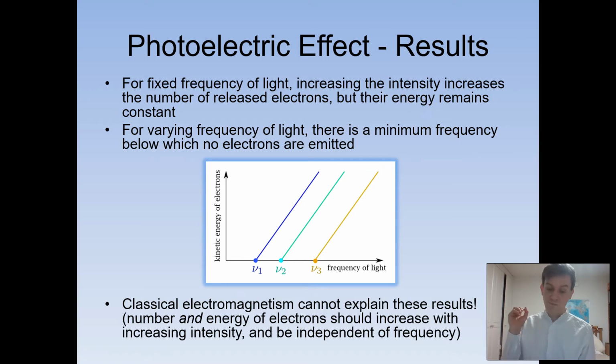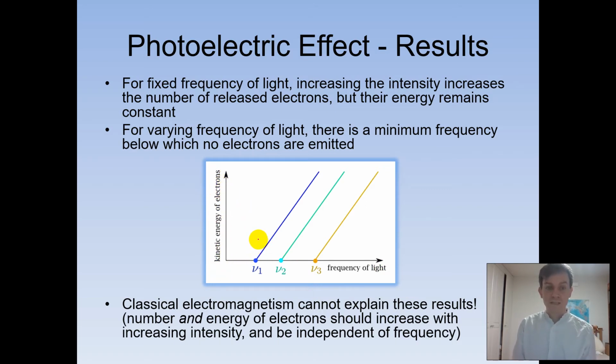So having a brighter light source will give you more electrons, but it will not increase the energy of the electrons that escape. However, varying the frequency of the light does change the energy. And that's shown on this graph down here. Here the frequency of the light is plotted as a function of the kinetic energy of the electrons that escape.